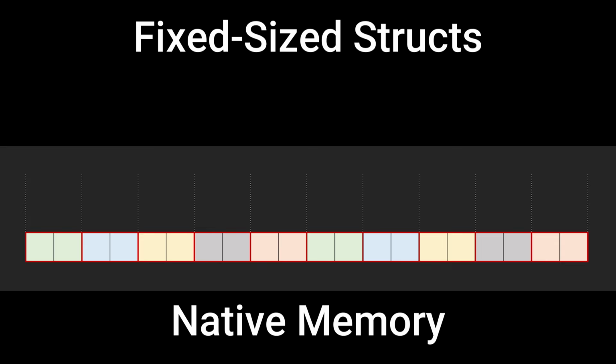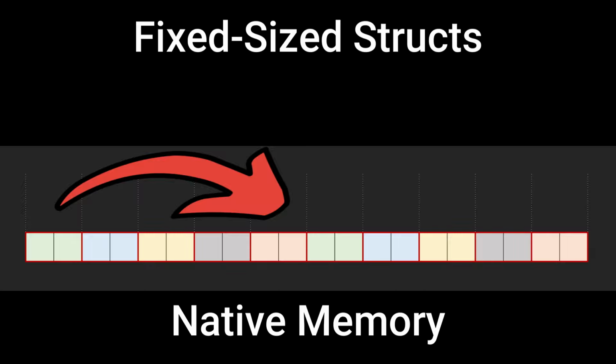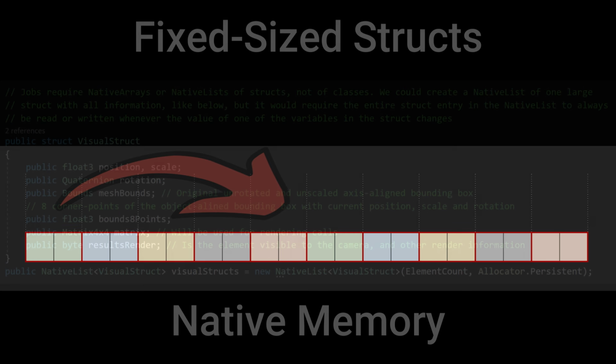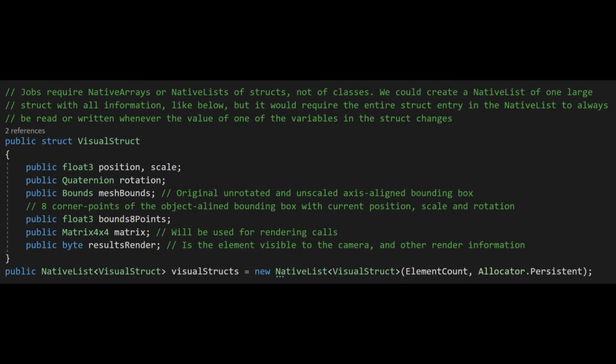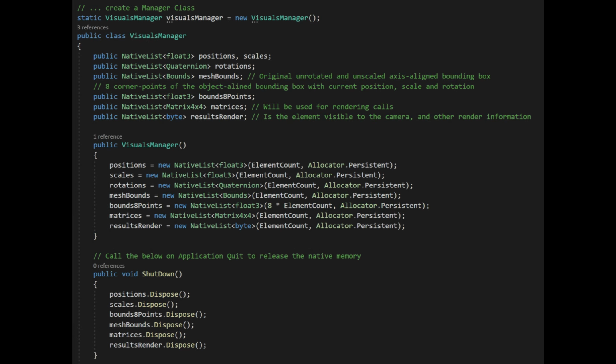The fixed size of the struct allows it to jump to the exact location of that element's position in the native memory block. We could create a struct containing all the information for an element, and then a native list of these structs. But the entire struct then needs to be read or written even when only one of the elements is required, or needs to change. For this reason, we rather create a native list for each variable that would have been part of the struct. There are actually a few more bits of information required, for example to link each entry back to the actual mesh and material it represents. But I've simplified it here to clarify the main idea.